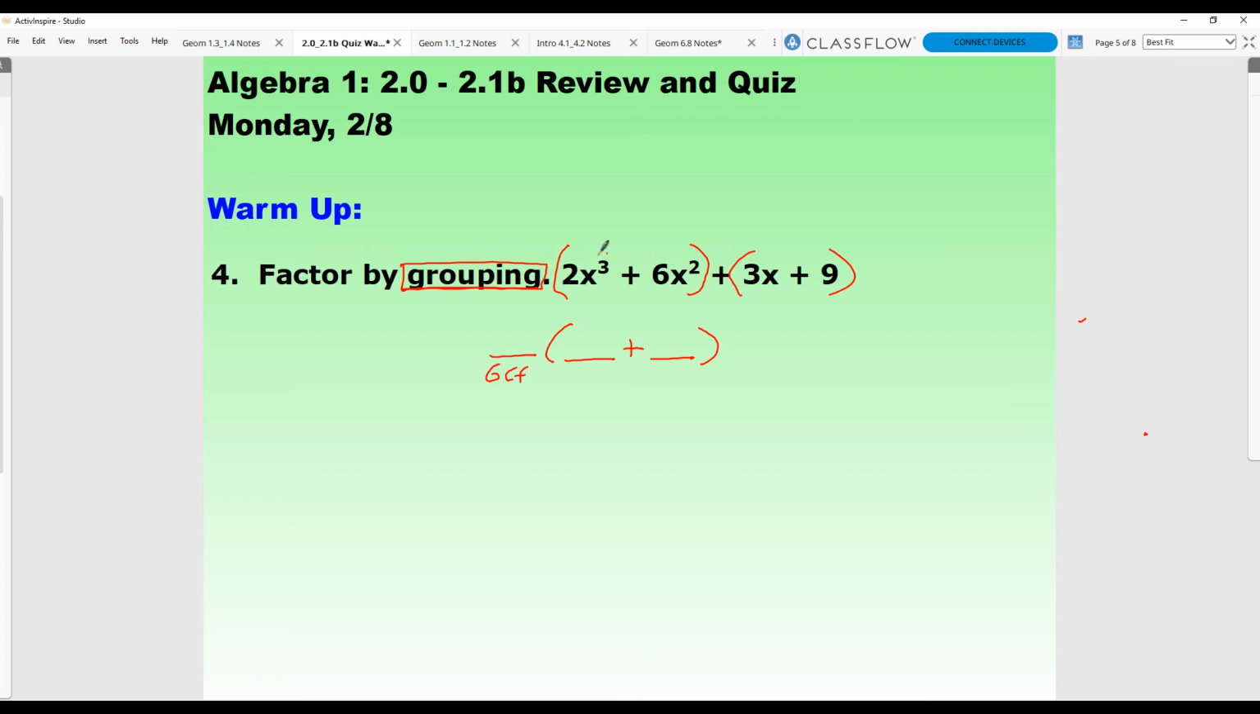Okay, so take a look. The greatest common factor for 2 and 6 is going to be 2. And then take a look at how many x's you need. You have an x^3, you have an x^2. The most amount of x's they both have in common is x^2. All right, perfect. There's your greatest common factor for this grouping.